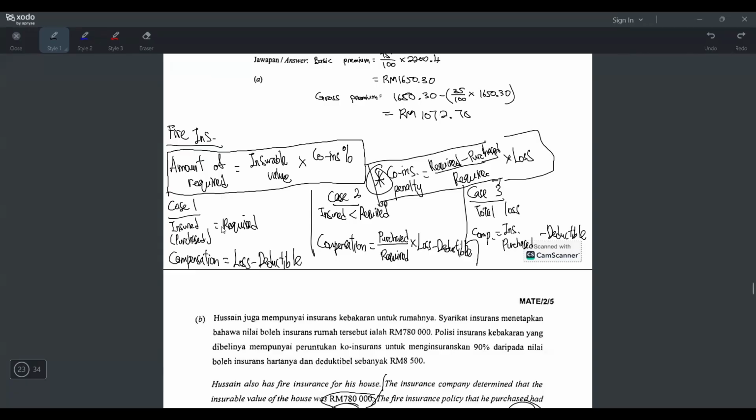But for case 2, there will be a co-insurance penalty because your purchase is less than your required. It means there is a portion that you are not purchasing. You understand, right? There's another side of the fraction that you are not calculating, and that is the penalty, the other side of the fraction, right? So only have penalty when it's case 2.